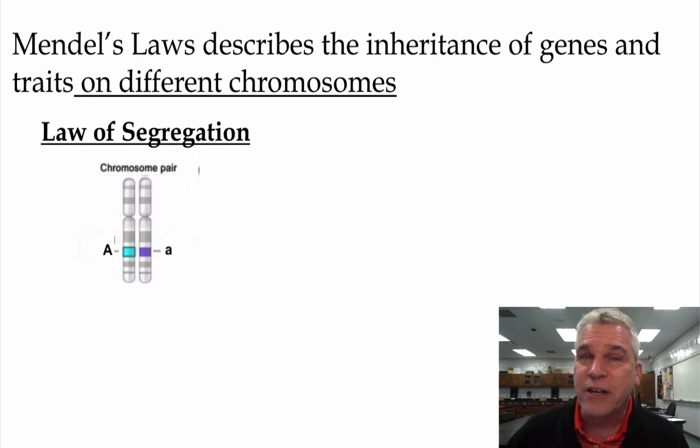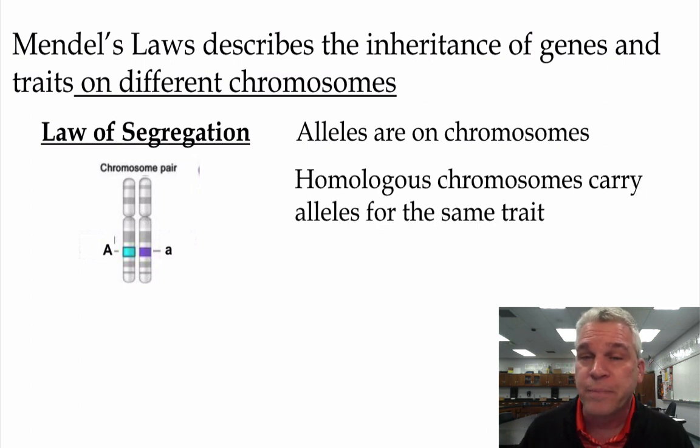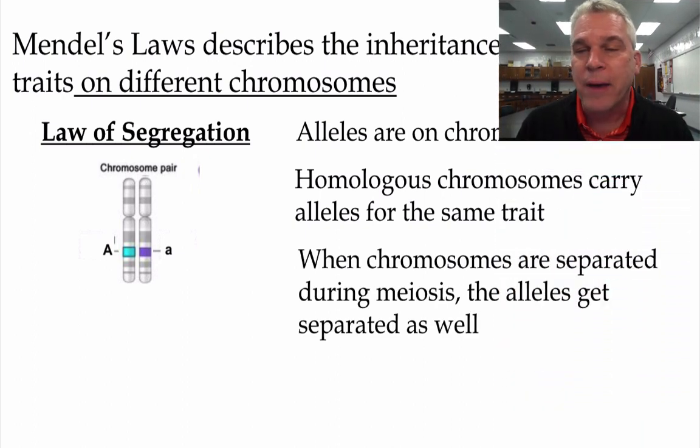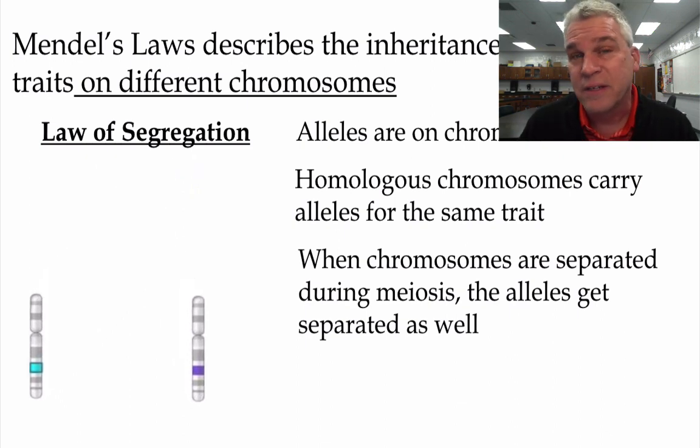The first person to really study this was Gregor Mendel back in the late 1800s, and he came up with three principles or three laws. One of them is the law of segregation. This says that alleles are found on chromosomes, and that homologous chromosomes carry the alleles for the same trait. So in this example, we have two different chromosomes. One chromosome has the dominant allele for that trait, one has a recessive allele for that trait. When chromosomes are separated during meiosis, these alleles get separated as well. So when that cell divides, so do these chromosomes. They end up in different cells.